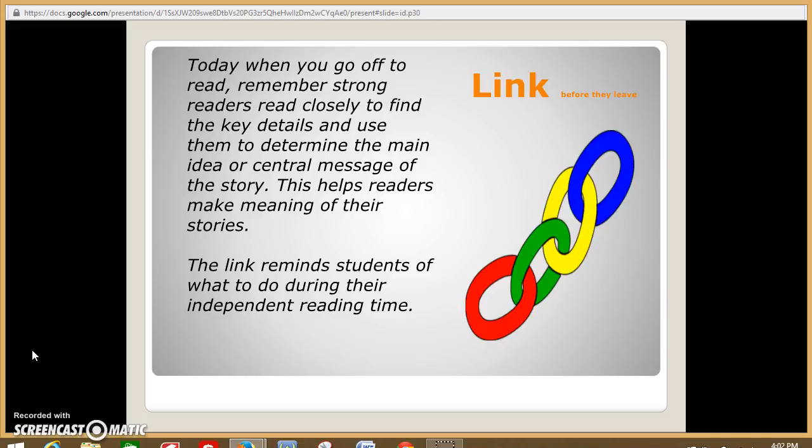The purpose of the link is to remind students of what you would like them to do during their independent reading time. One way to do this is to review the anchor chart you created together as a small group, and then explicitly tell students, today, when you go off to read, remember, strong readers read closely to find the key details and use them to determine the main idea or central message of the story. This helps readers make meaning of their stories.